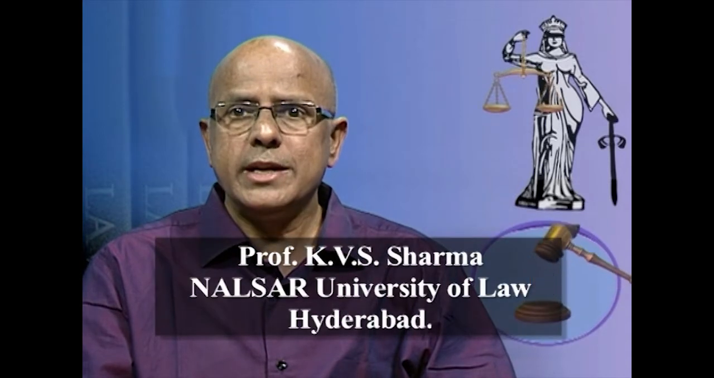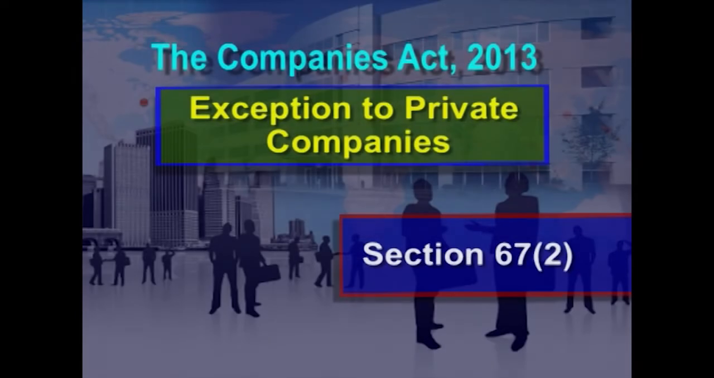The amount of loan cannot exceed the employee's salary for a period of 6 months. The word employee for this purpose does not include directors or key managerial personnel. Exception to private companies. Section 67, subsection 2 applies to public companies and subsidiary of a public company. This leaves a private company free to provide loans, guarantees or securities for the purpose of financing the purchase of its own shares.